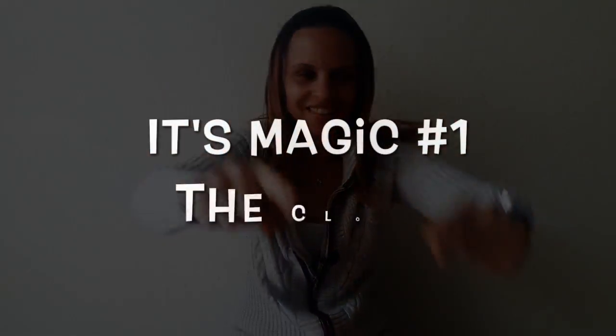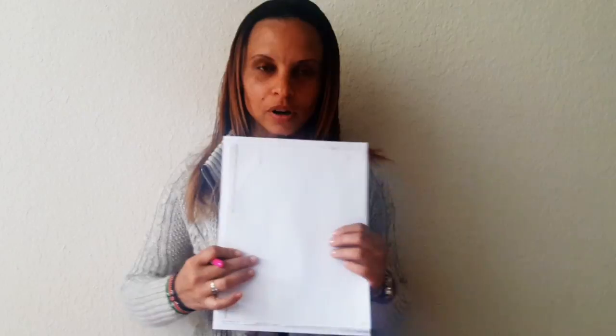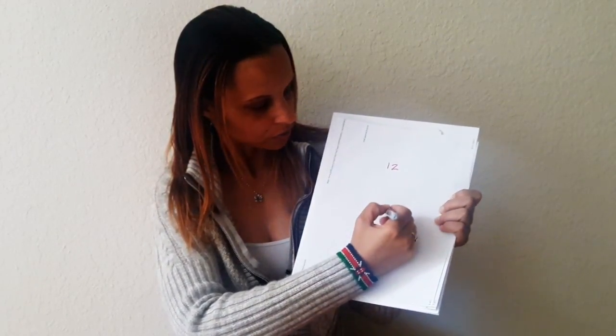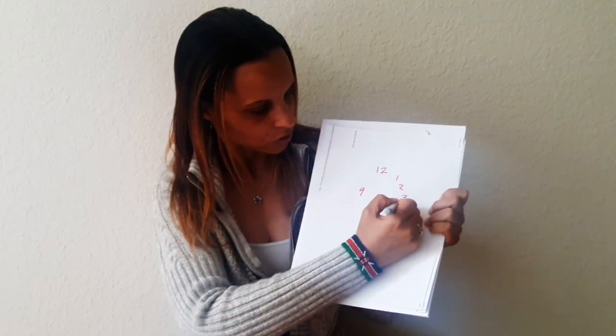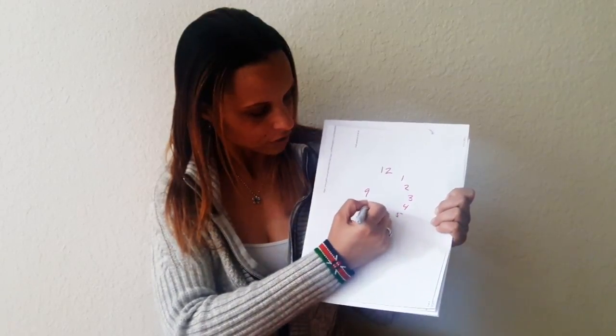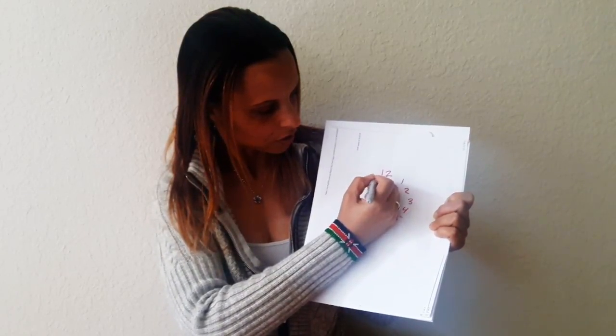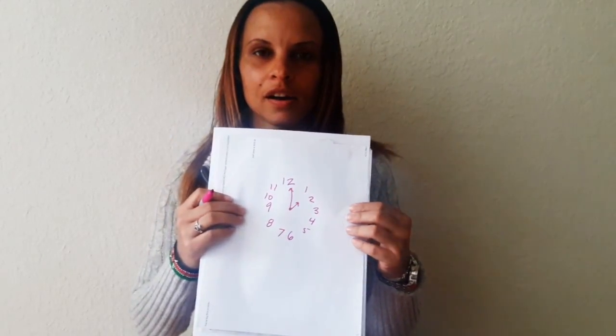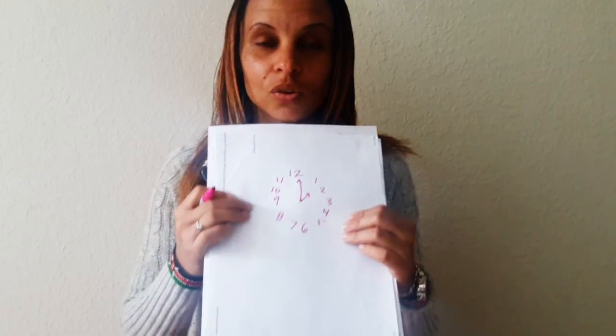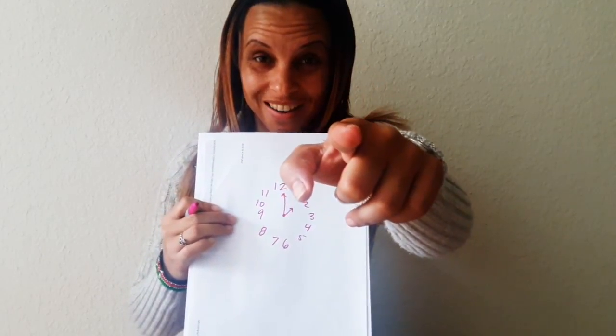Read your mind. What I want you to do is take a sheet of paper. And on that sheet of paper, just a blank sheet of paper, I want you to draw a clock. So, 12, 6, 3, 9, 1, 2, 4, 5, 7, 8, 10, 11. A clock. And this clock is going to read your mind.